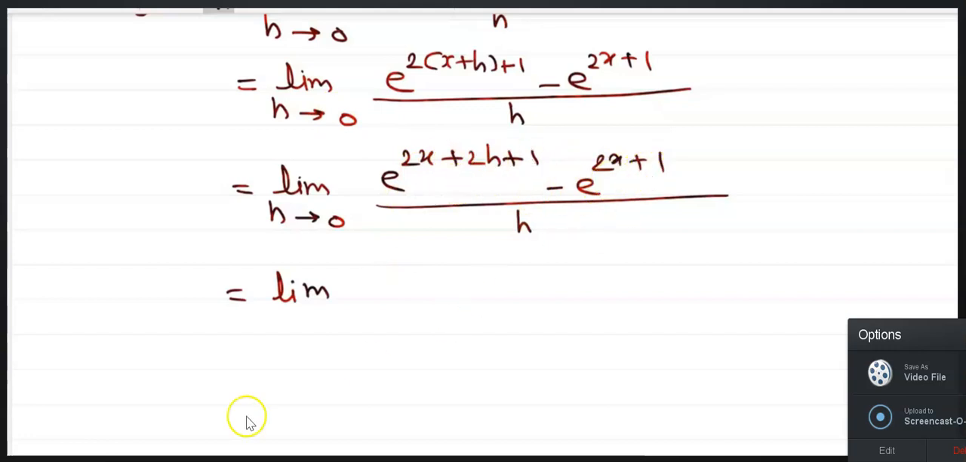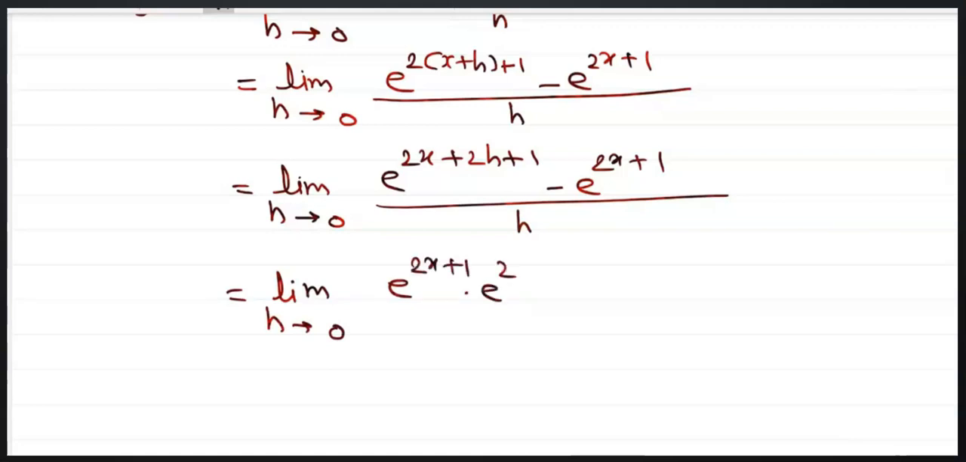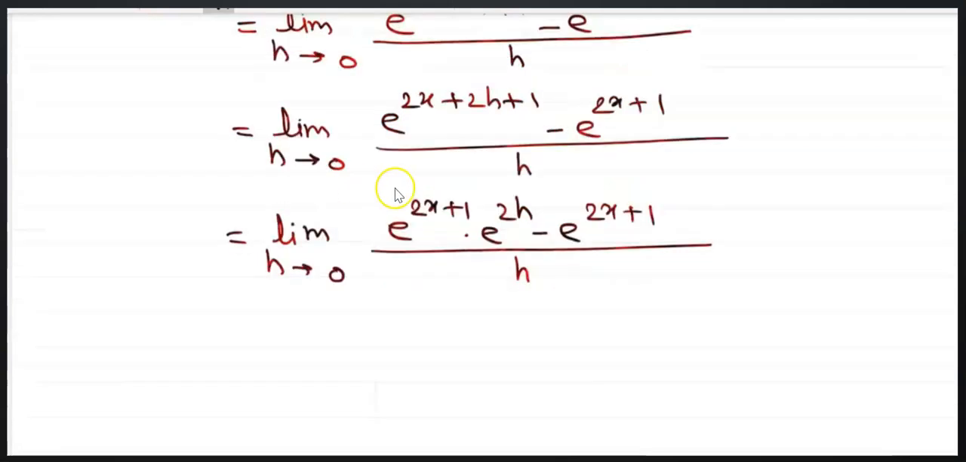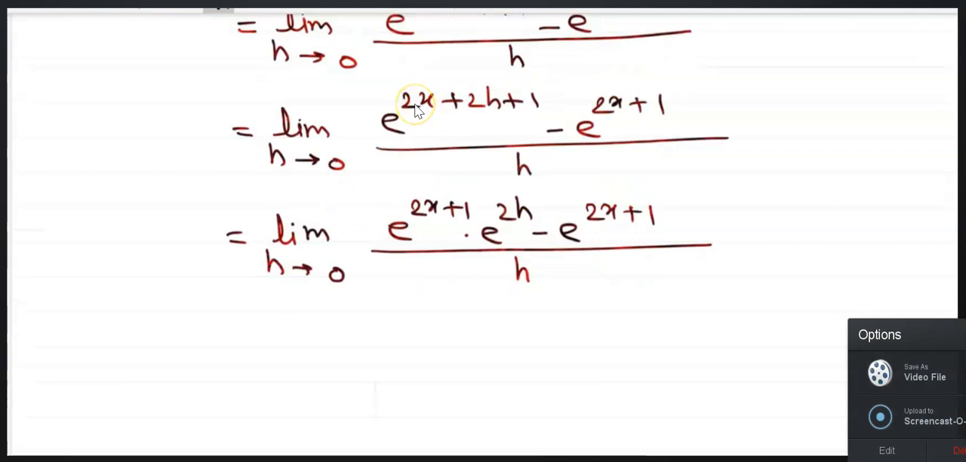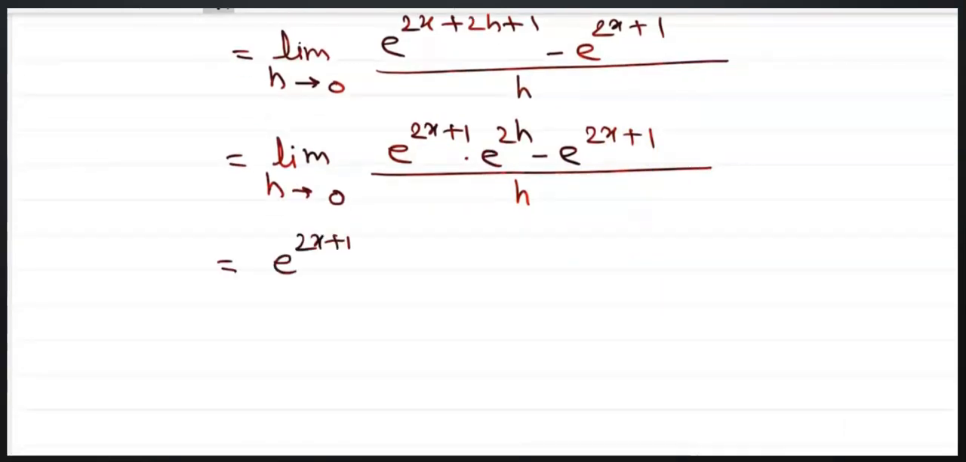Therefore, e raised to 2x plus 1. Now this is written in this manner, e raised to 2x plus 1 separately, dot e raised to 2h minus e raised to 2x plus 1. Now take e raised to 2x plus 1 as a common. Limit h tends to 0, e raised to 2h minus 1 upon h.